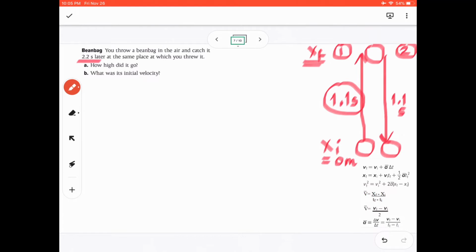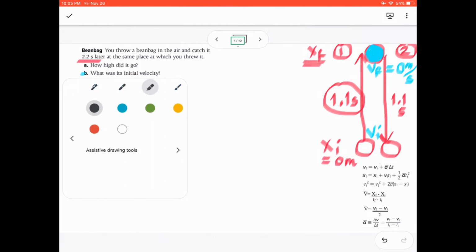What else do we know? At the highest point over here, the VF is equal to 0 meters per second. Why? Because it will stop for a little bit and then it will start going back down again. But the VI, we don't know that. So let's solve for the VI first, although that's the letter B question, because we need that for solving letter A later on.